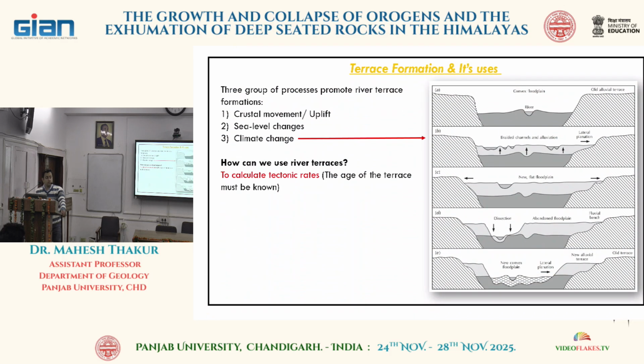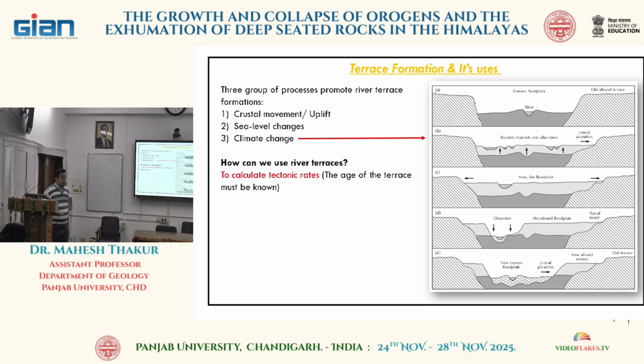Now, the question is, what is the use of these river terraces in tectonic geomorphology? Three groups of processes promote river terraces. So now the question is how these river terraces are formed. A crustal movement, uplift, can be one reason for the formation of a river terrace. Second is sea level changes. I think about what is happening in the frontal part of the Himalaya. I will say that sea level will not affect the formation of river terraces in the frontal part of the Himalaya.